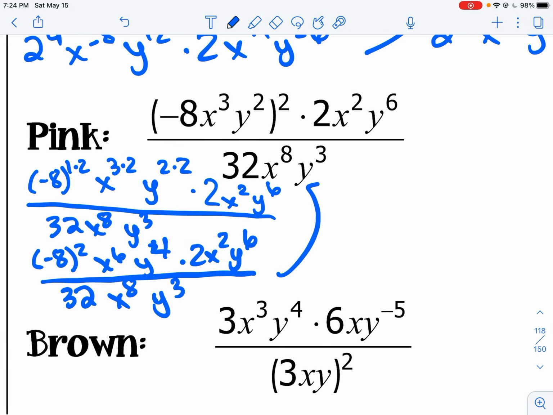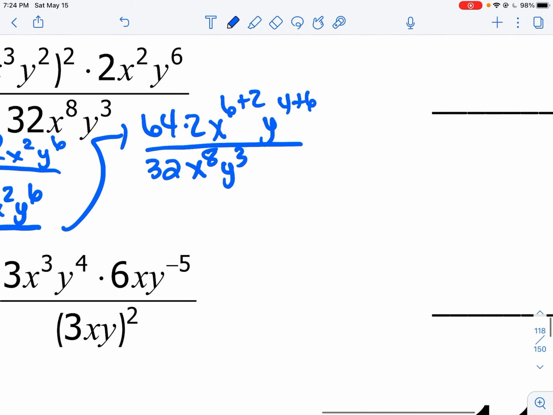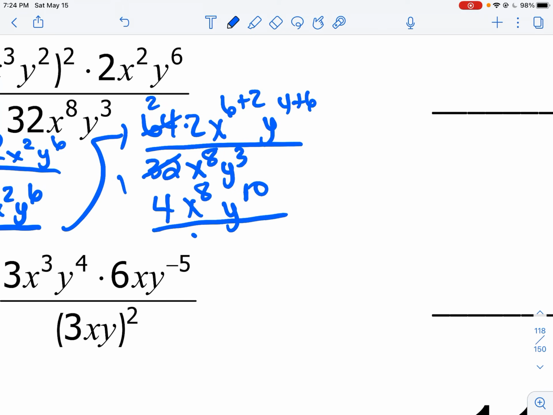So that means I'm going to get 64 times 2, because negative 8 squared is 64. Then I have x to the 6 plus 2, y to the 4 plus 6. That's all over 32, x to the 8th, y to the 3rd. By the way, 32 goes into 64 twice. So I'm left with 4, x to the 8th, y to the 10th, over x to the 8th, y to the 3rd.